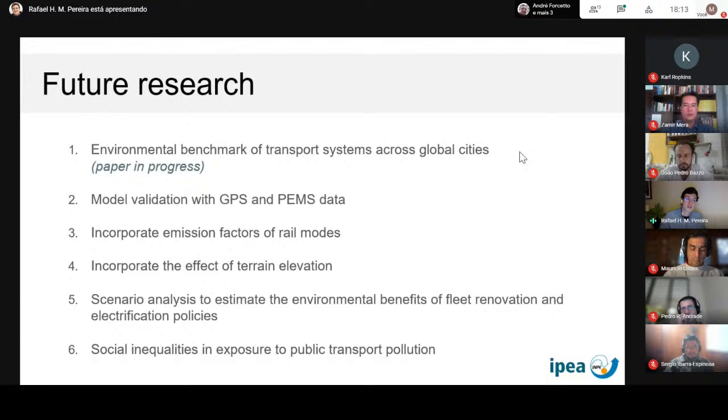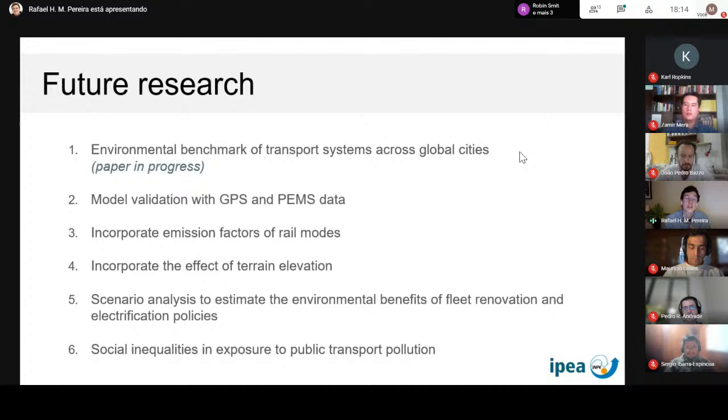It would be very interesting to see to what extent the estimates that we get out of our GTFS to emissions model could be validated or calibrated with GPS data and PEMS data that so many of you are collecting. And I think it's very humbling to watch you present, doing all this heavy lifting work of using PEMS to collect emission data at the ground level. Finally, we really want to incorporate emission factors of rail modes, and the effects of terrain elevation.